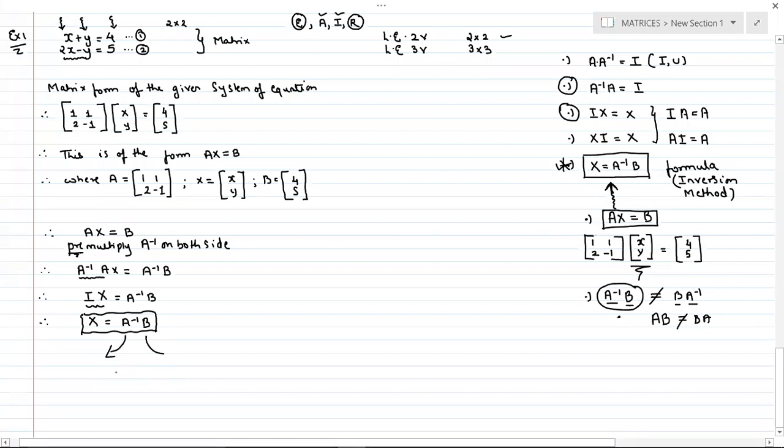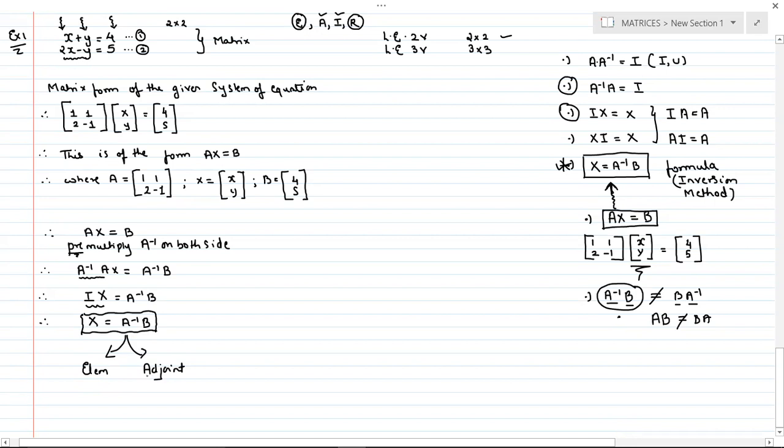Now to find A inverse, there are two different methods. One is the elementary transformation method, you can find A inverse by using it, and the second method is what? The adjoint method. Here it is not compulsory that you stick with one method. Either you can use the elementary transformation method to find A inverse, or you can use the adjoint method.